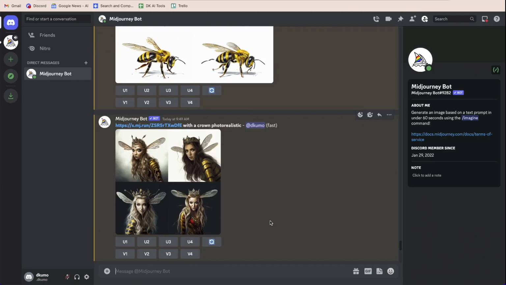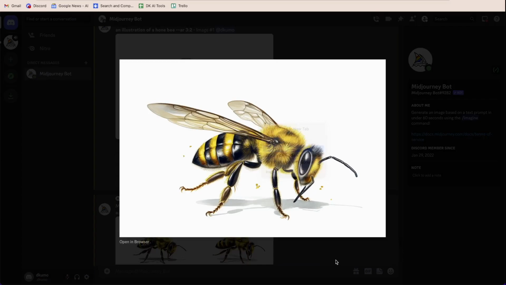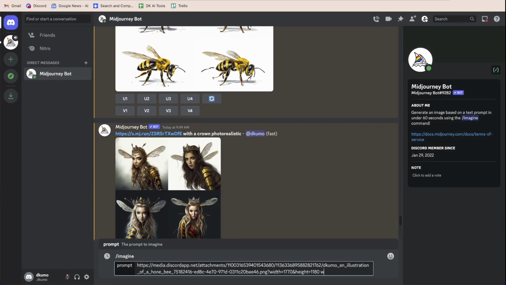To retain the composition of the original image, so let's say we grab the link again, come back down, and we would add the image weight with a gold crown. So we would simply add one more parameter at the end, which is --IW, which stands for image weight. So the higher of the image weight, the more of the original picture's composition will be retained.